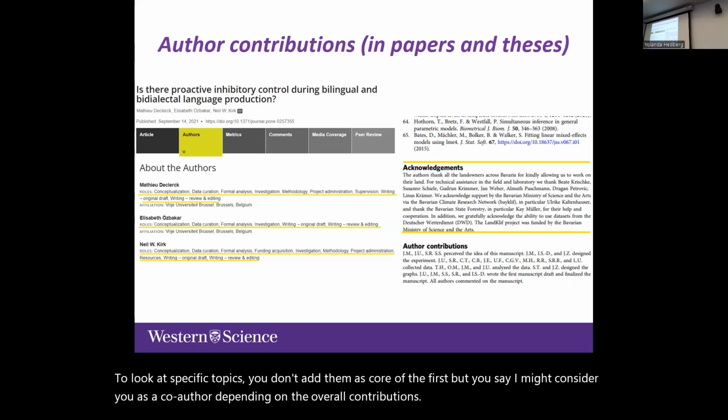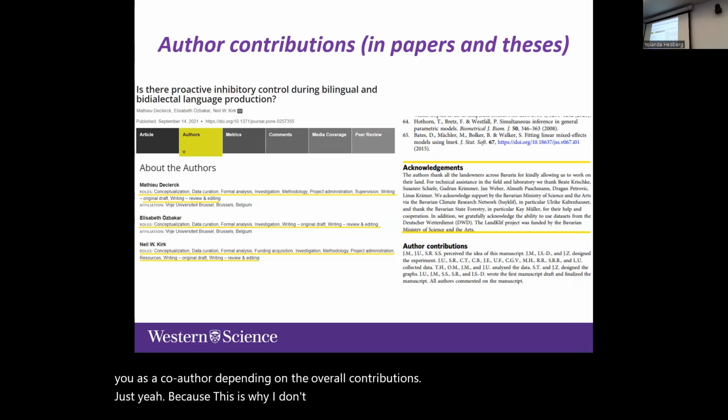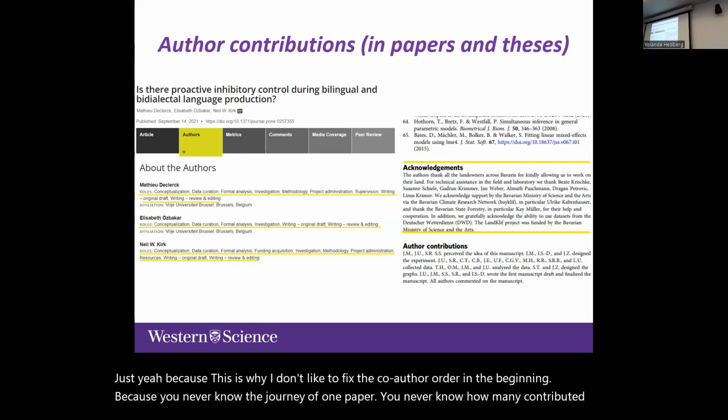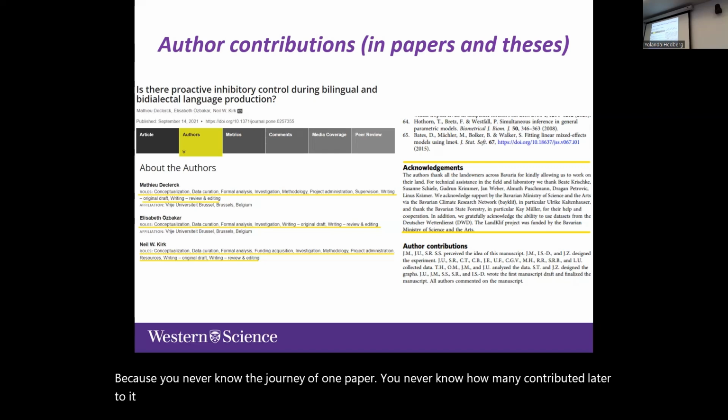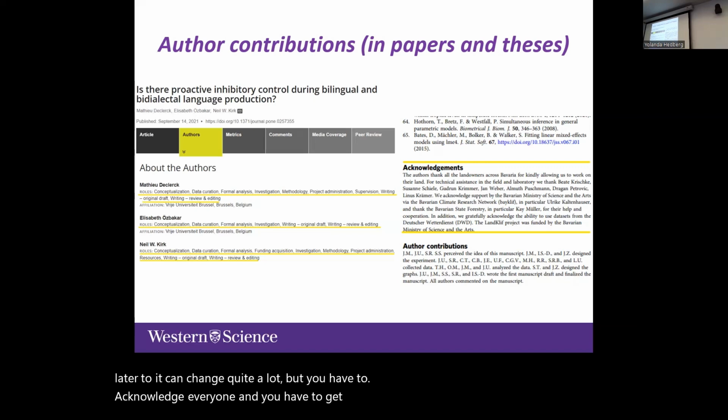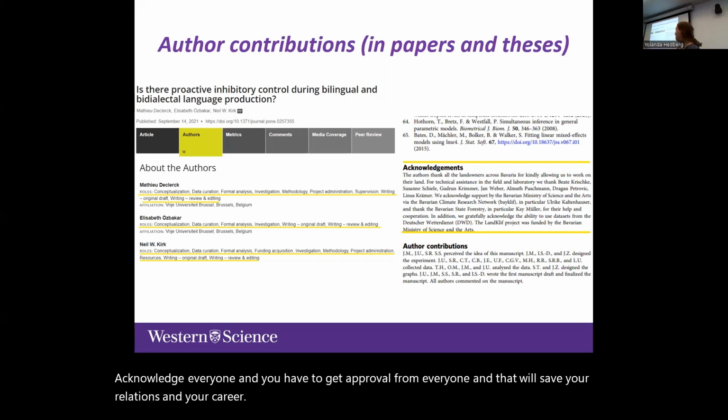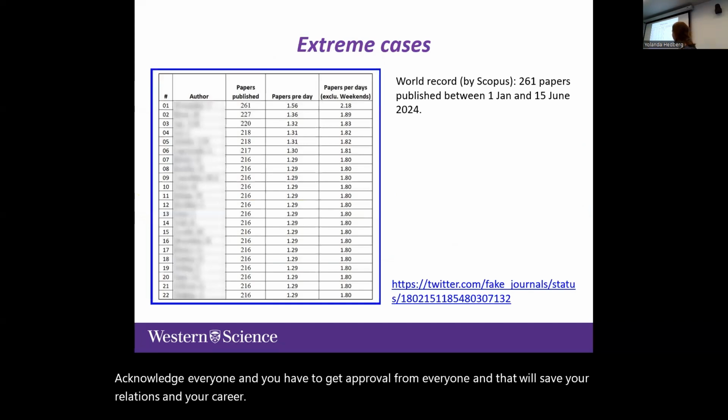This is why I don't like to fix the co-author order in the beginning, because you never know the journey of one paper. You never know how many contributed later to it. It can change quite a lot, but you have to acknowledge everyone, and you have to get approval from everyone, and that will save your relations and your career.